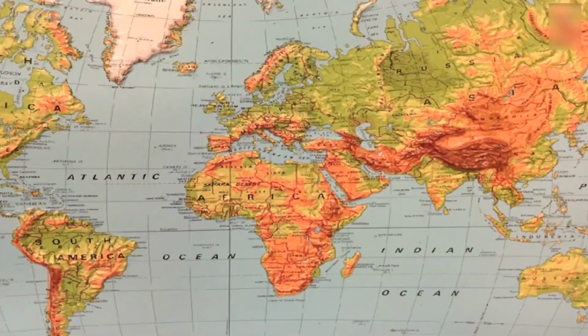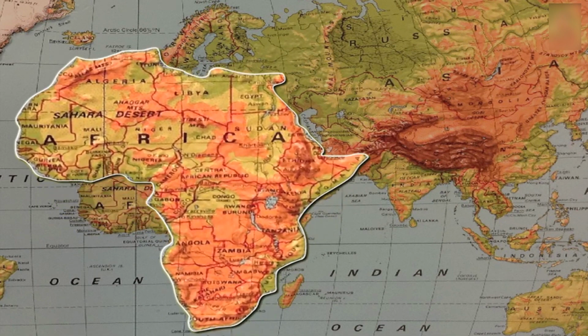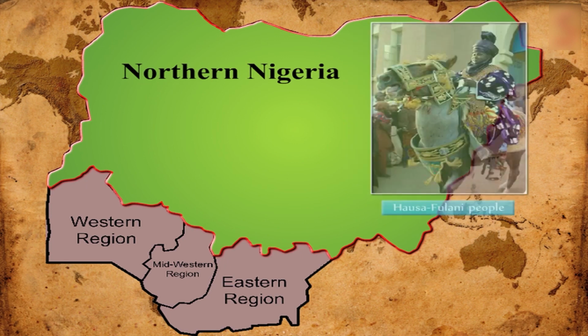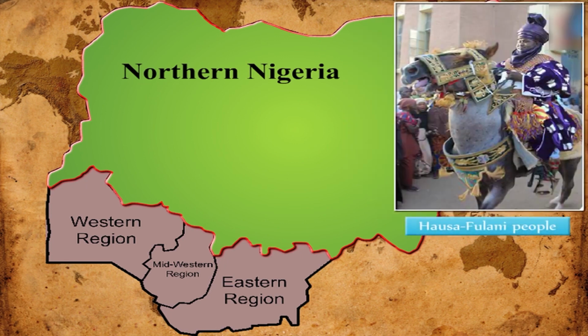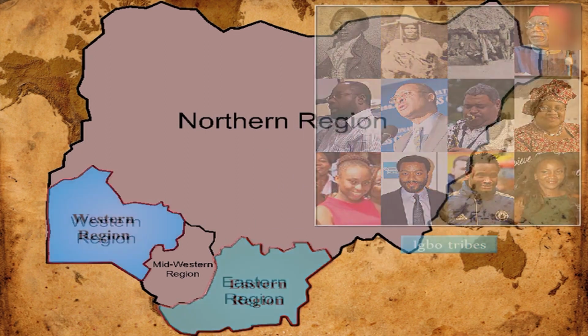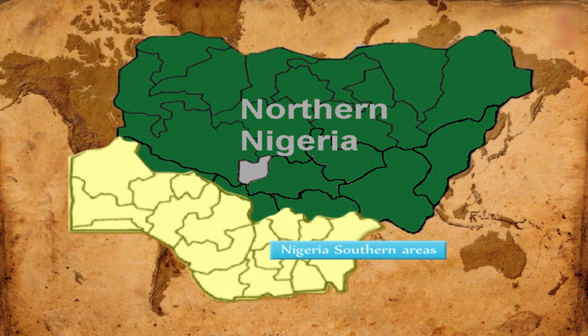All of us are familiar with the country of Nigeria on the west coast in Africa. This country was actually created by the British by uniting distinct regions inhabited by different tribal groups around the Niger River system. While northern Nigeria is inhabited mostly by Hausa Fulani people who are predominantly Muslims, the southeastern part is dominated by the Igbo tribes. The southwestern area is dominated by the Yoruba tribes. The southern areas continue to be dominated mostly by Christians as a result of the missionary activity in the region.